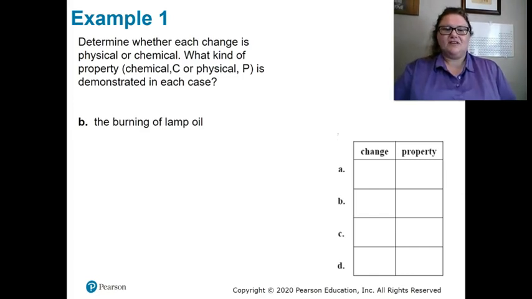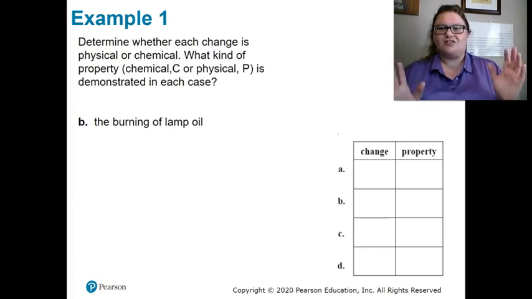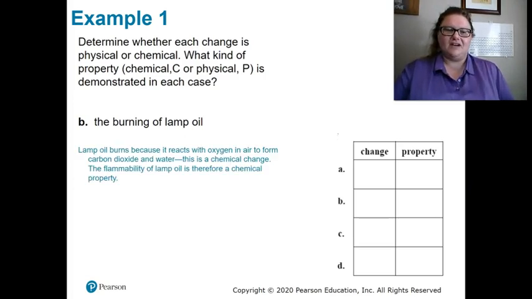Okay, B. So we're burning lamp oil. Whenever you see these key words here, those will be huge red flags to help you decide what is what. Burning is always chemical. Whenever you burn something, it's a chemical reaction. You're adding oxygen to it. That's the definition. So once you see the word burning, that's chemical. So what do we have here? We have the lamp oil, which is its own chemical. That's a hydrocarbon as well. Reacts with oxygen to form carbon dioxide and water. That's a chemical change because it forms something new.